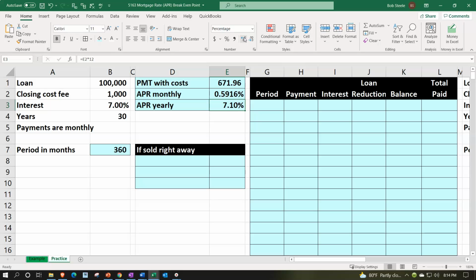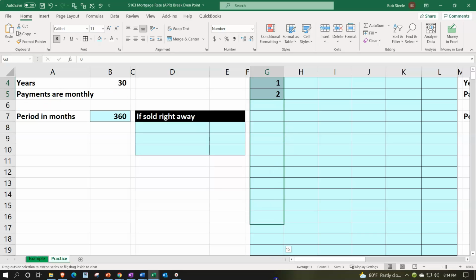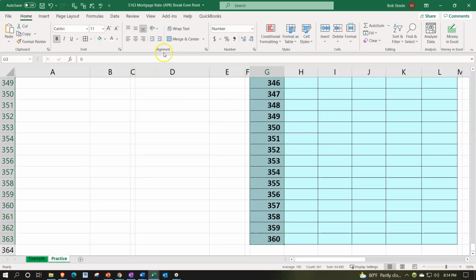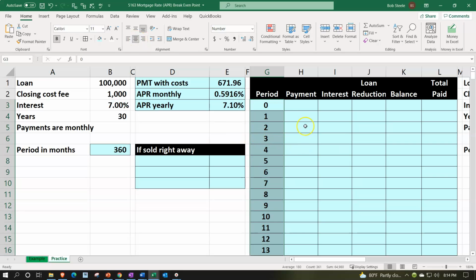So if we were to do our amortization table, let's just plug this into an amortization table. We're going to say 0, 1, 2. I'm going to copy those or use our autofill feature, grabbing the autofill handle, dragging down for 360 payments all the way down. We will center that, alignment and center, so there we have it.